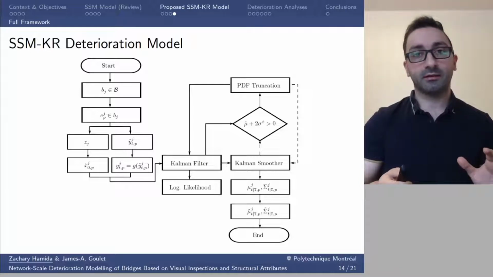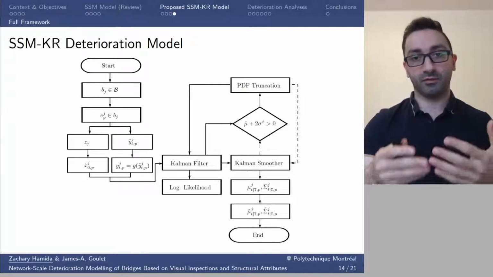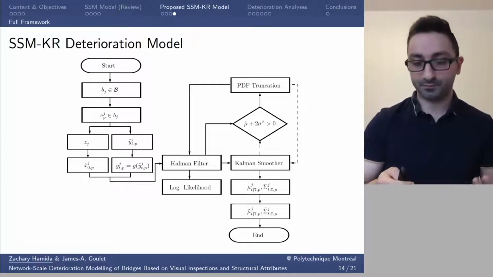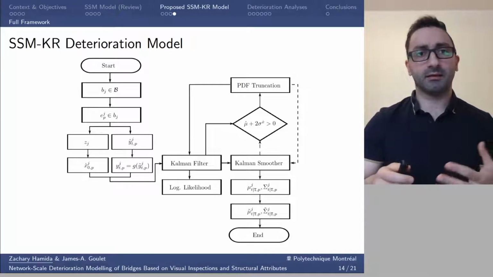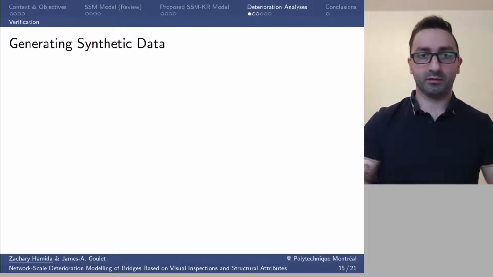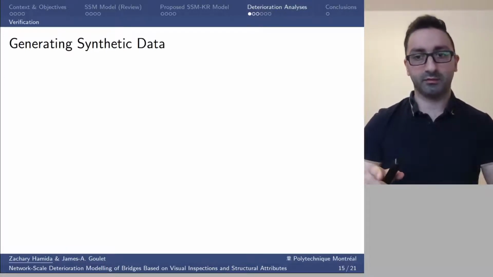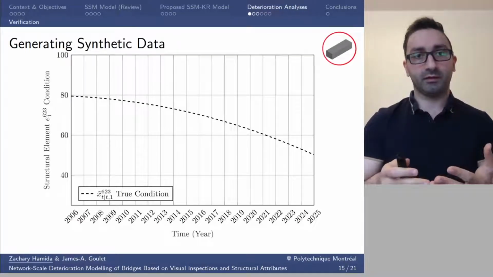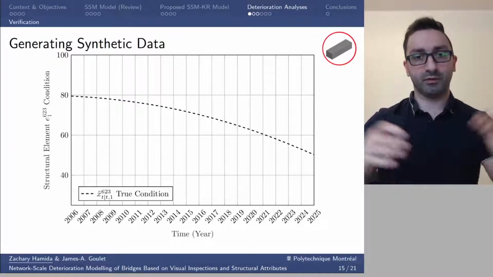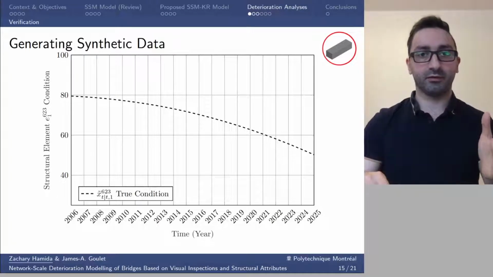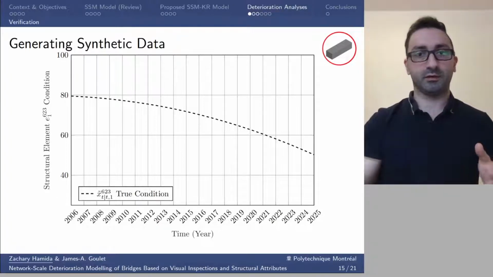So in order to verify the performance of this proposed framework, we've generated synthetic data. I'm going to provide a really general overview of the method. However, there are definitely further details in the paper. So the way that we've generated it is, imagine in this graph we have on the x-axis the timeline on a yearly scale, on the y-axis the condition, and imagine you have the true curve of deterioration.